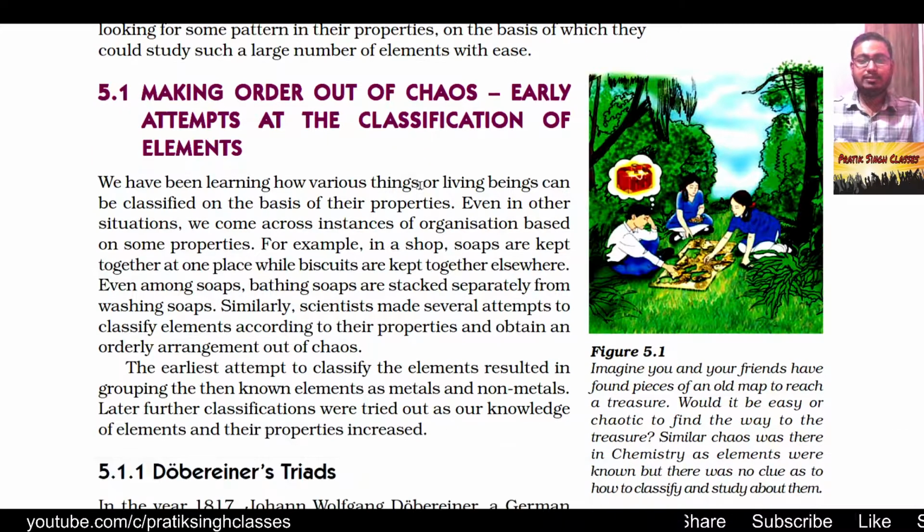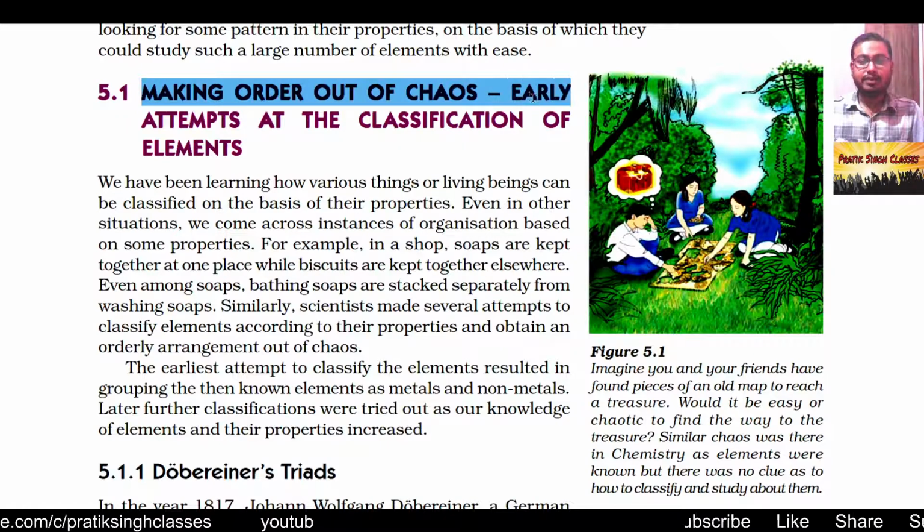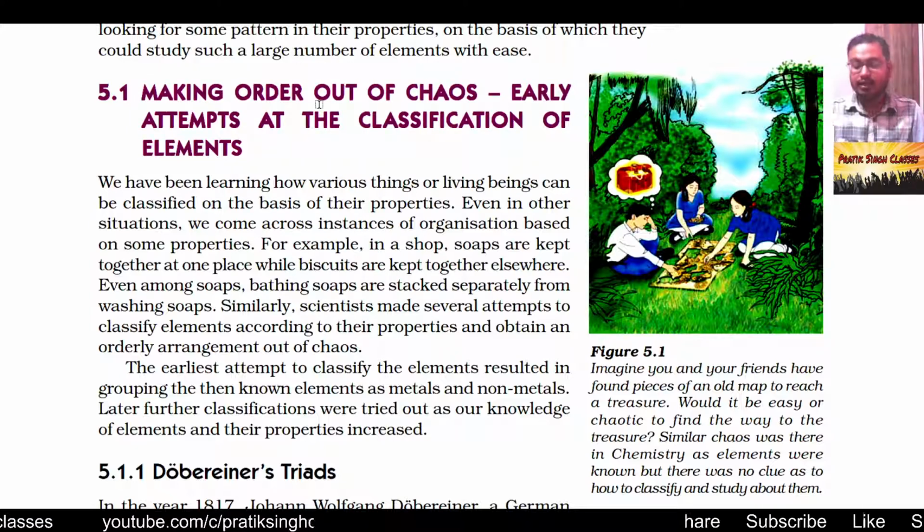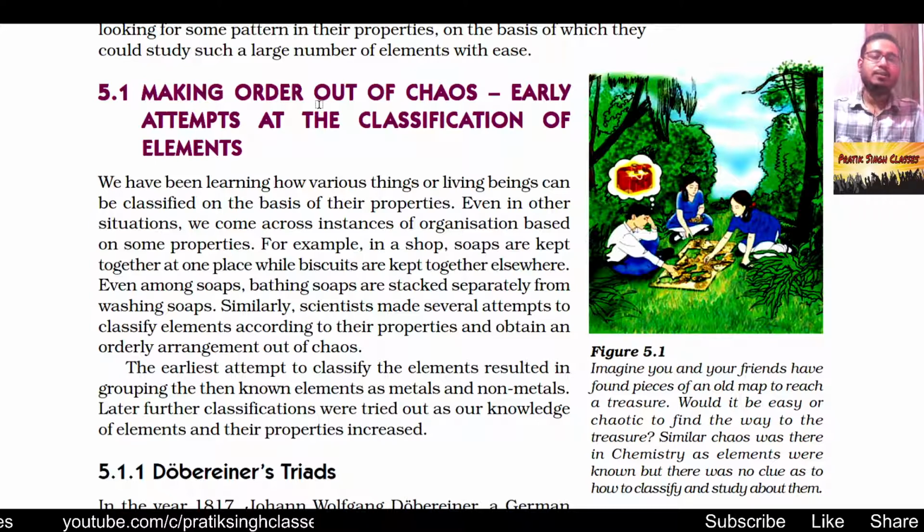Coming to section 5.1, making order out of chaos, early attempts at the classification of elements. Different scientists have tried to make different arrangements based on atomic number, atomic mass, and a lot of other phenomena. Some of them were rejected, some were accepted, and some were restructured. What those things are we will see in this section 5.1.